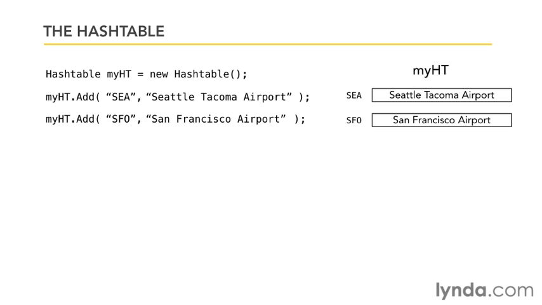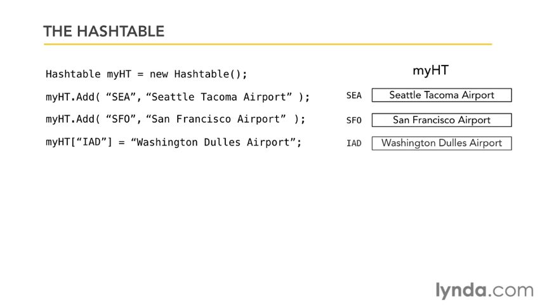I could do the same thing for, say, SFO, and that associates it with San Francisco Airport. I can also use bracket notation. For example, I can say myHT, and then in brackets, I can have the 3-letter code for IAD, which is Washington's Dulles Airport. Using the bracket notation, I would simply use the equals or assignment operator to say myHT sub IAD is Washington Dulles Airport. And that would also put something into the hash table. That's how you get data into the hash table.